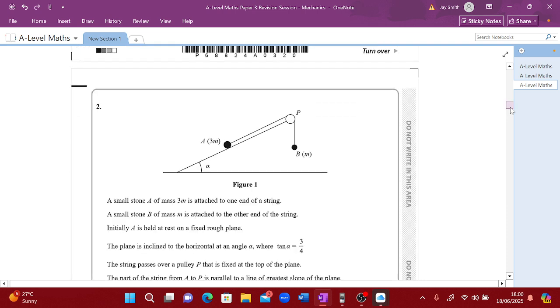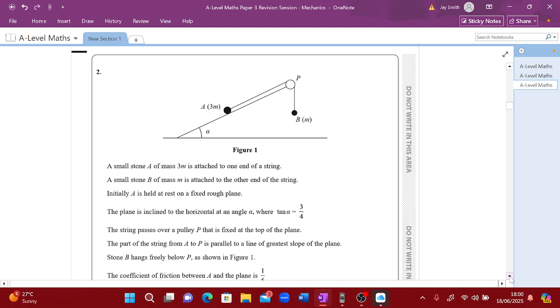Question 2. So we're given a small stone A of mass 3m, attached to one end. So it's a pulleys question, right? Again, with these sort of things, you need to label all your forces. So it's a rough plane. So we're going to have friction either this side or that side, but also we're going to have weight either side. B is going to have a weight of mg, because remember, weight is mass times g, the gravity constant. That's going to be mg. A is going to be 3mg.